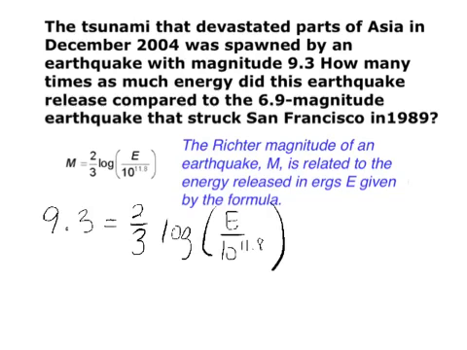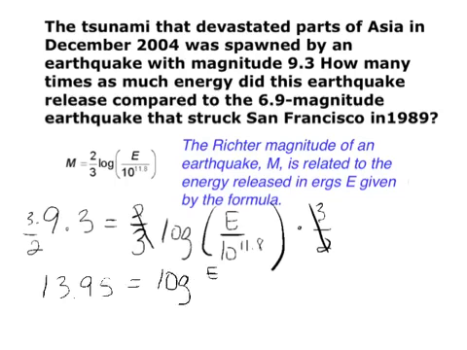Okay, so that's just using the equation. Now let's try to solve for E. First thing, I want to get rid of that fraction. I don't like it. You guys don't either. So I'm going to multiply by the reciprocal, 3 over 2. So I have 9.3 times 3 halves, and I get 13.95 equals log of E over 10 to the 11.8 power.